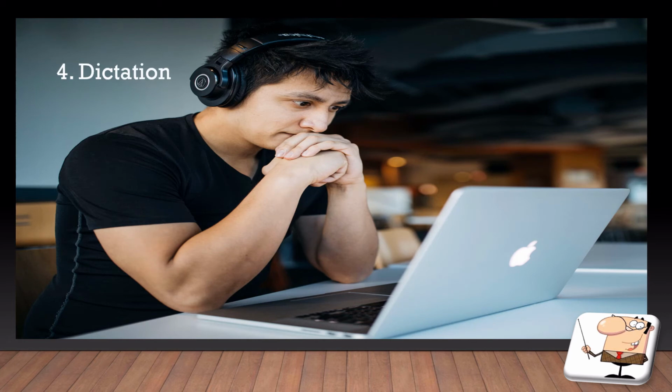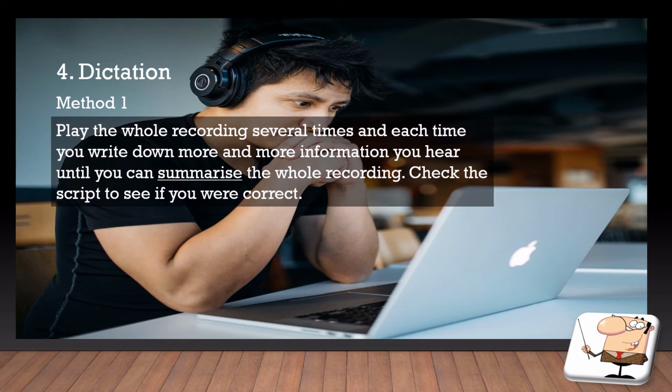Stage 4, dictation. And this is when the real learning starts to happen. There are two methods. The first method is to play the whole recording several times, and each time you write down more and more information you hear until you can summarize the whole recording. Then check the script to see if you were correct. If not, what was it that prevented you from understanding? Was it the vocabulary you didn't know? Or maybe it was the pronunciation that caused you problems.